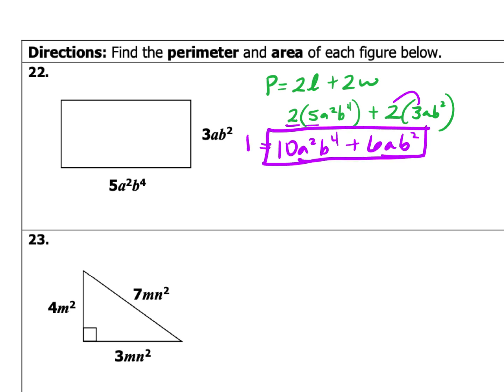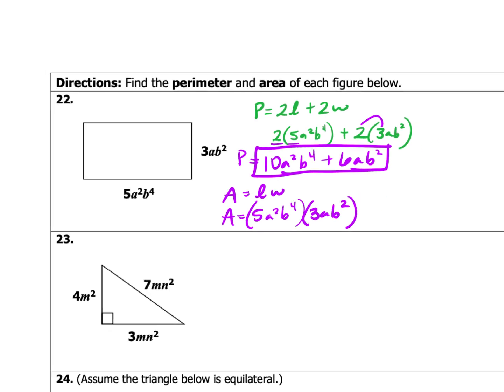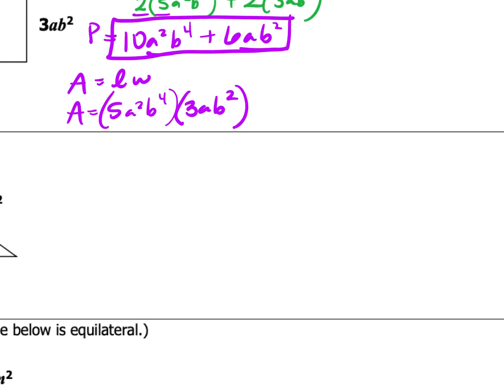That's your perimeter. Okay, the area is the length times the width. So the area is going to be 5a squared b to the 4th times 3ab squared. So on this one, you would be multiplying your coefficients. 5 times 3 is 15. And then a squared times a, you add those together. They have the same base, right? A to the 2nd and a to the 1st. So you add them, a to the 3rd. And then b to the 4th and b squared, you're going to add them. So that's going to be b to the 6th.